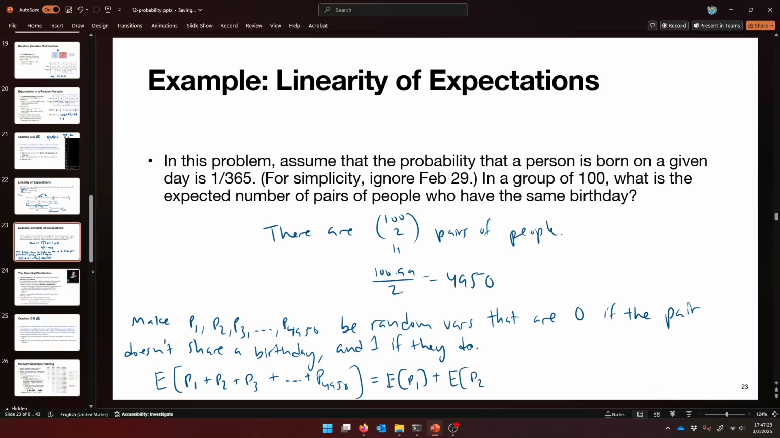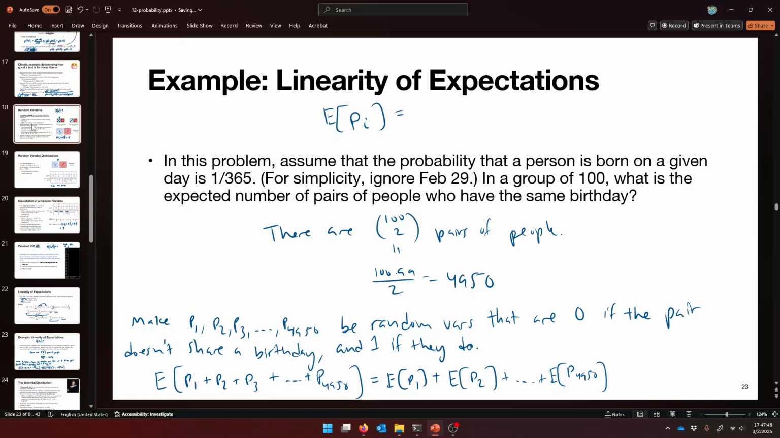It's like expected value of P2 all the way, plus the expected value of that last random variable that represented whether the 4,950th pair of people shared a birthday or not. If you think about it, these are all the same. The expected value of any one of those pairs of people sharing a birthday, expected value of any Pi, that's equal to, well, it's a weighted average, right? What is the expected value? Just go back to this, right?